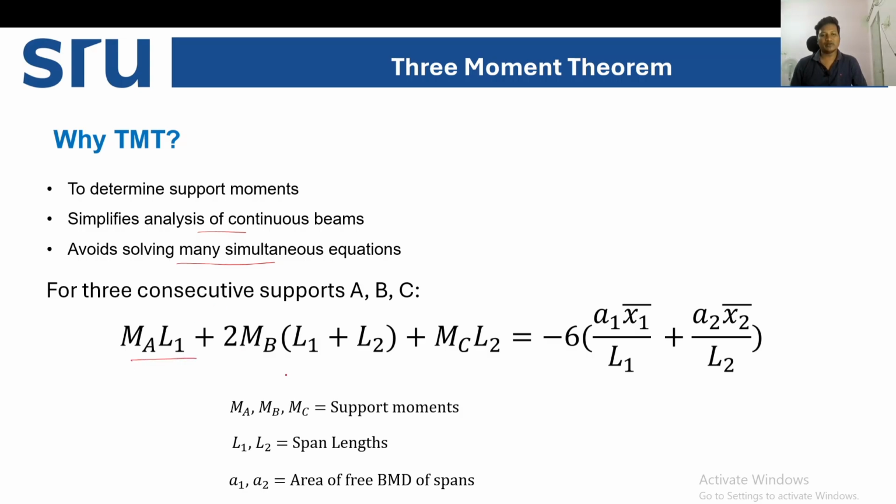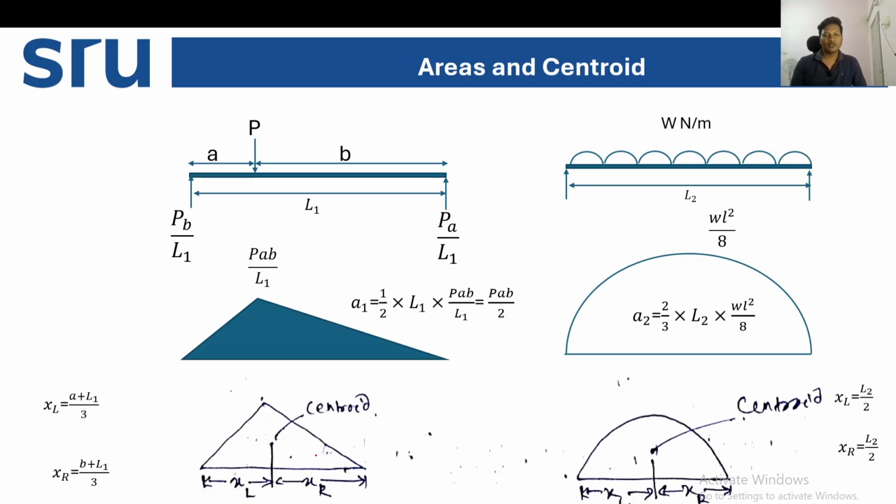This is MA into L1 plus 2MB into (L1 plus L2) plus MC into L2 is equal to minus 6 into (A1 X1 bar by L1 plus A2 X2 bar by L2), where MA, MB, and MC are nothing but your support moments. L1 and L2 are the span lengths. A1 and A2 are the areas of the free bending moment diagram of the span. X1 bar and X2 bar are the centroid distances from each support.